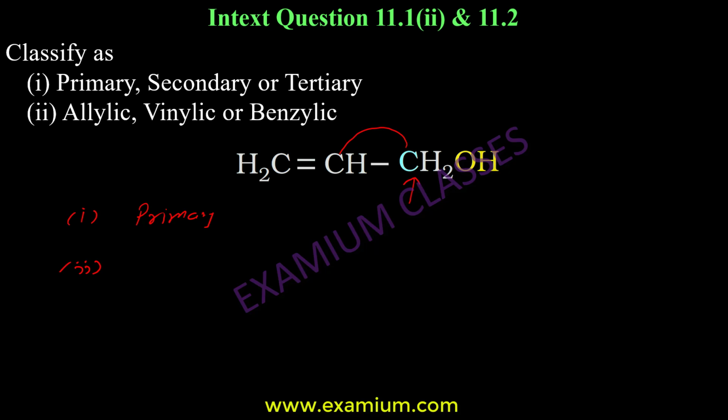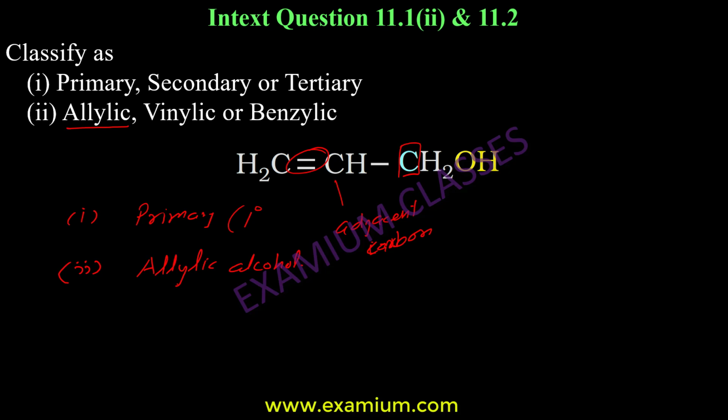Second one, whether it is allylic, vinylic, or benzylic. The allylic definition is that the double bond will be on the adjacent carbon to the carbon which has OH. So this carbon has OH. This is the adjacent carbon, and this adjacent carbon has a double bond attached to it. It means it is allylic alcohol. Primary is written as 1 degree.